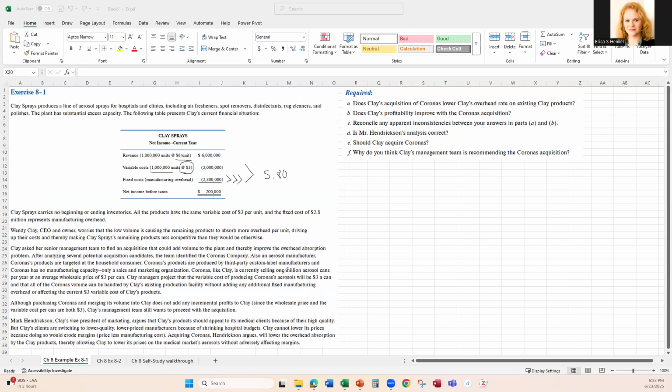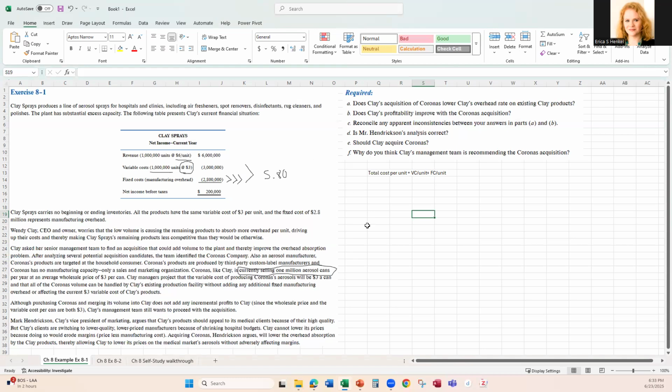And just like Clay, they are currently selling 1 million cans of their item, right? So when we think about costs here, the total cost per unit is equal to the variable cost per unit plus the fixed cost per unit. In this case, what we would need to do is come up with a greater number of units that we can divide these fixed costs over, right?